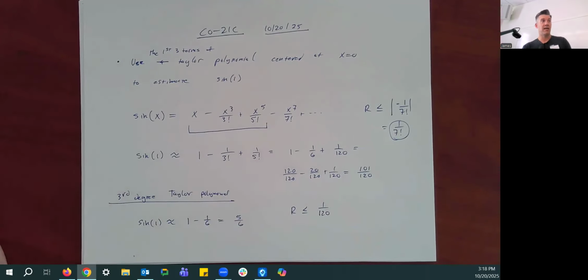And we get to say that because these series are both alternating series. So your error or your remainder is always bounded by the first term of that alternating series in absolute value.